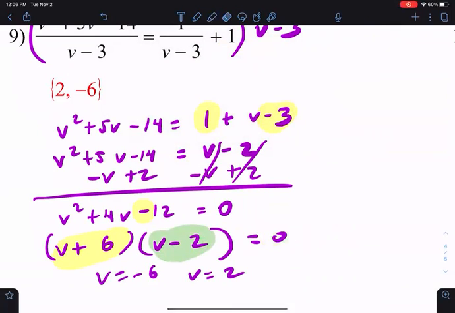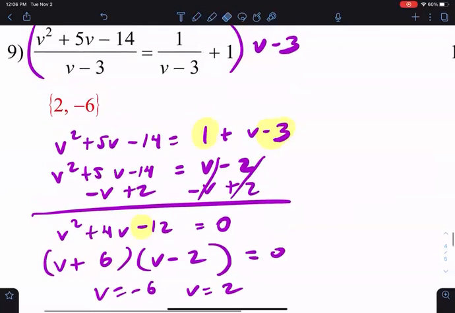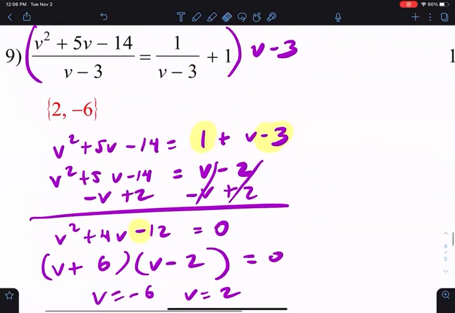Okay. So that's what you need to do. And you solve for b and you get negative 6 and 2. You have to always check if any of these answers makes the fraction undefined. Otherwise, you will have no solution, right? Now number 10.